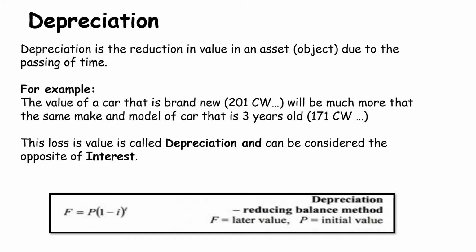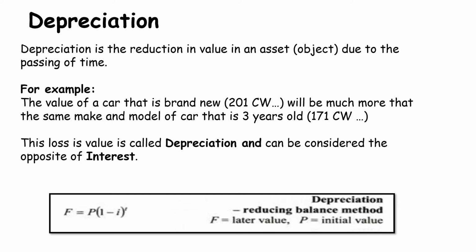So depreciation. Depreciation is a reduction in value of an asset, which is just an object, due to the passing of time. So for example, a car which is brand new, so imagine something that is 201 CW, will be worth much more than the same make and model of a car that is 3 years older. So imagine it's 171 CW. This loss in value is called depreciation. So these assets, these objects of value, they depreciate. This is considered to be the opposite of interest.